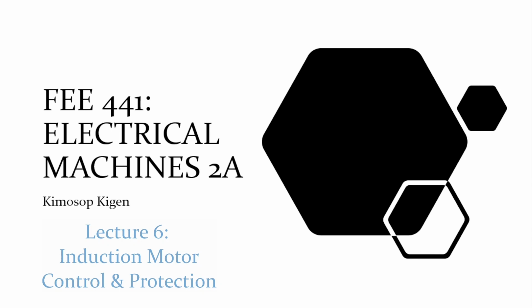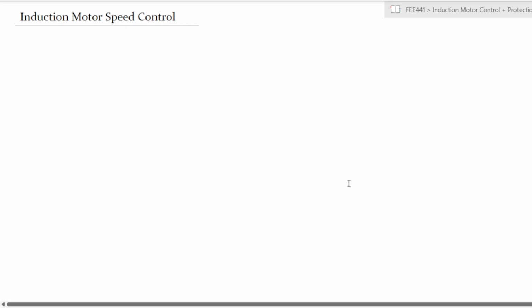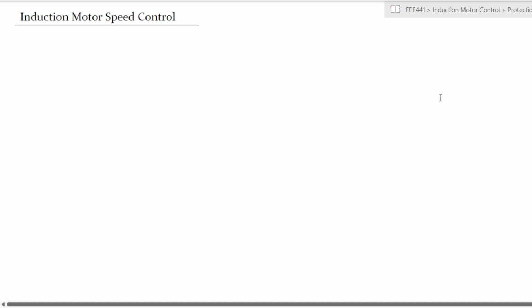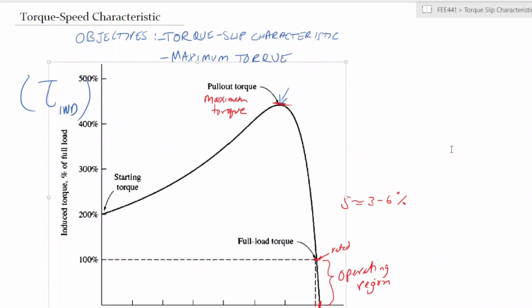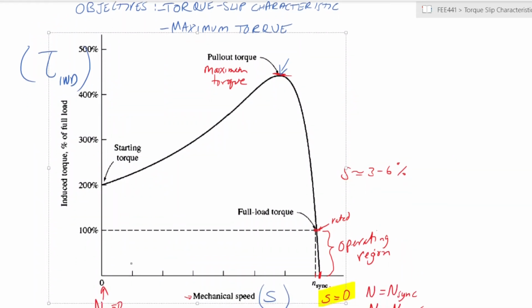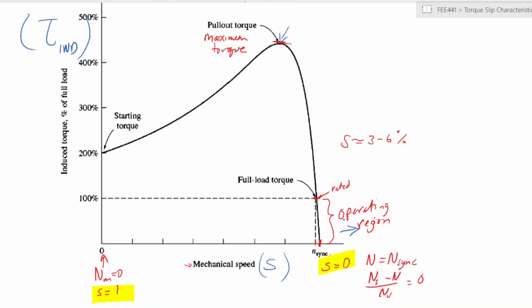So we shall start with induction motor speed control. When we talk of induction motor speed control, we want to look at the way in which we can control the speed that we get out of the machine. When you look at the torque speed characteristic of the induction motor, we noted that the operating region is indicated by a speed that is very near to the synchronous speed. So the difference between the synchronous speed and the actual mechanical speed is the slip of the motor.